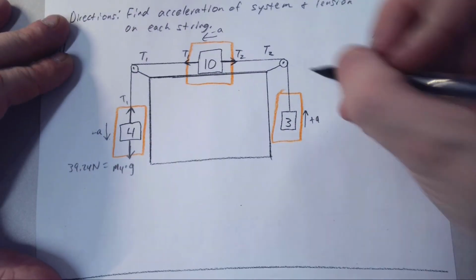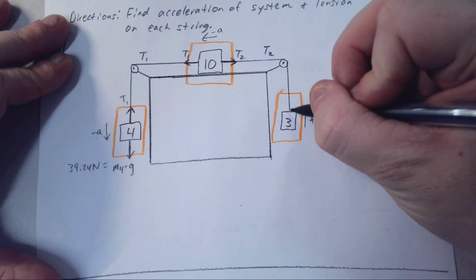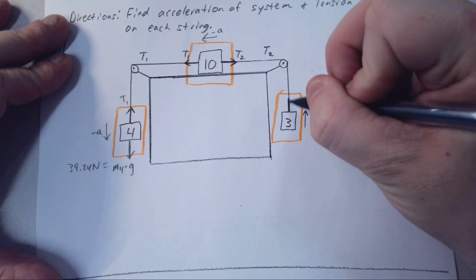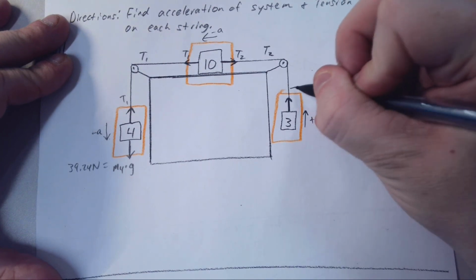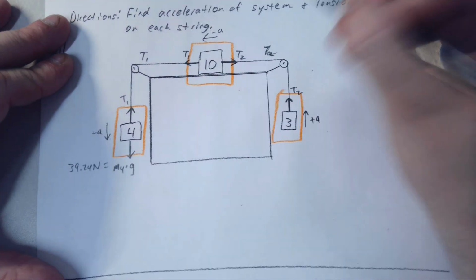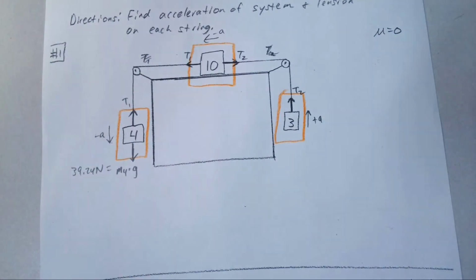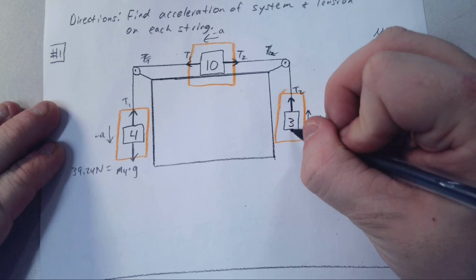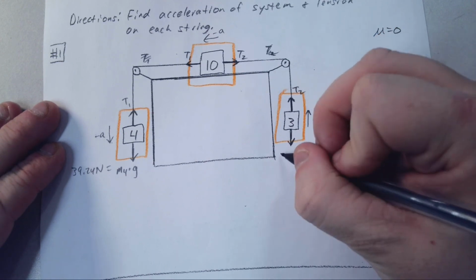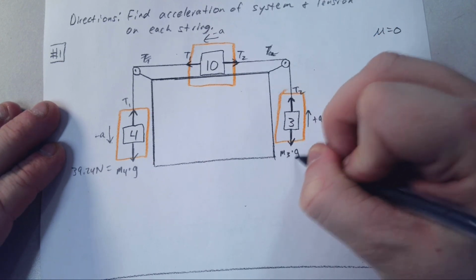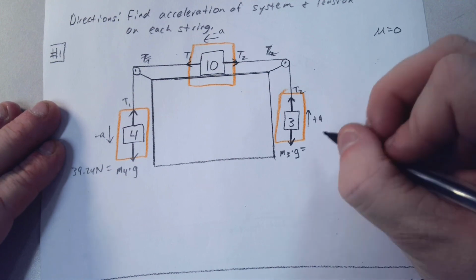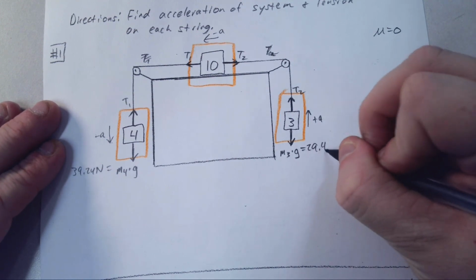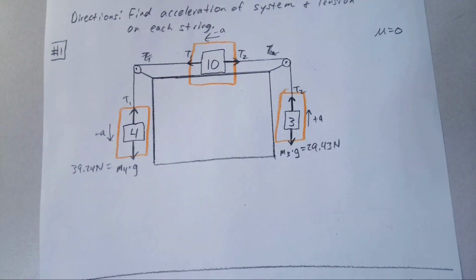The last thing we're looking at here is the tension, and in order for 3 kilograms to be kept up, it needs to have T2. And then we have the weight of this, which is mass 3 times G, or 3 times 9.81, which is calculated as 29.43 newtons. So there's our free body diagrams of each of these.